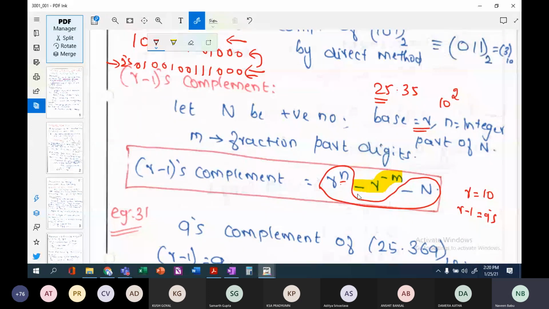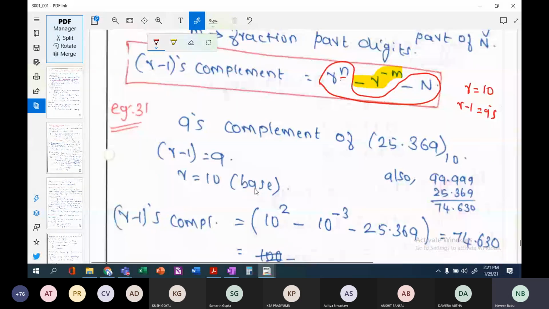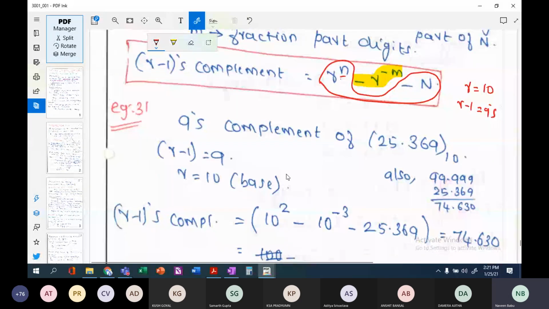So you have to subtract. If you want to find the 9's complement, then you have to subtract, in addition to the base to the power, base 10 power minus the number of fractions you have. So let us take an example here: the 9's complement of 25.369. So what is the expression? It is r power n minus r power minus m minus the number.